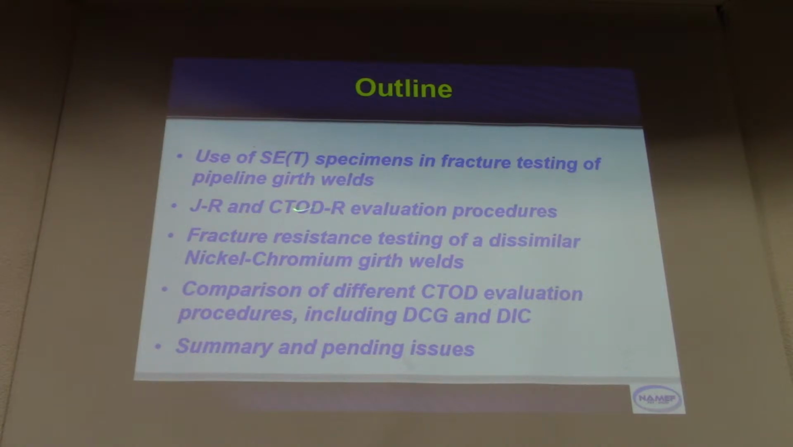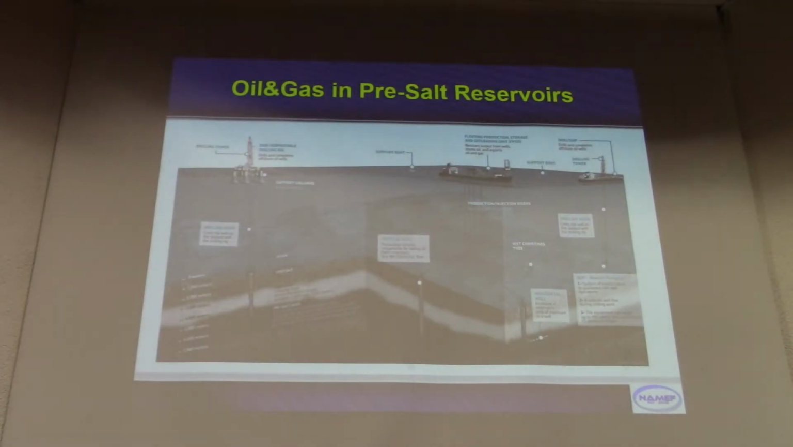We use what we call SENT specimens in fracture testing of pipeline girth welds. J resistance curves and CTOD resistance curves, the procedures to evaluate them. Then the testing itself, where we use the aligned pipe, which is a similar weld. Inconel alloy 625 is a nickel chromium alloy. And a comparison of different CTOD evaluation procedures, which is the big issue now in the oil and gas industry, and some pending issues.